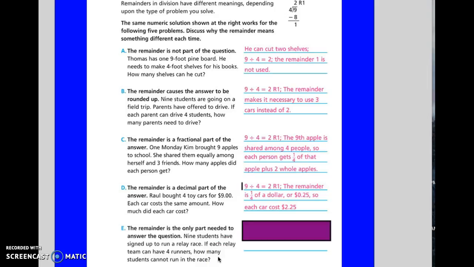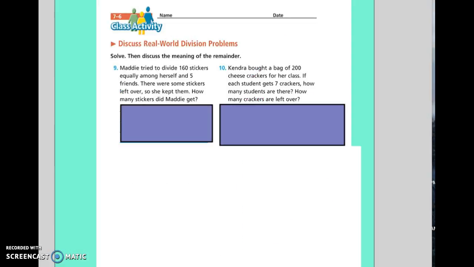9 students have signed up to run a relay race. If each relay team can have 4 runners, how many students cannot run in the race? So we're doing our division. 4 goes into 9 2 times. So this is our 2 teams of 4 people, and we have 1 person left out. And they want to know how many students can't run. Well, only 1 student can't run. So that remainder ends up being that extra person that can't run. All right, great work.